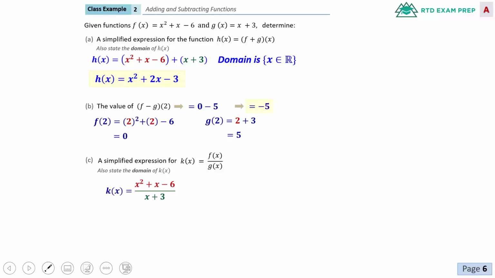Part C requests a simplified expression for k of x. Now, unlike last time where we had our quadratic on the bottom, here it's on the top. So when we factor this, our x plus 3's will cancel, and our remaining factor is the numerator, x minus 2. So k of x is equal to x minus 2, but again, anytime we're canceling factors that have an x involved, we must state that non-permissible value. So this would effectively be a line with a point of discontinuity. We'll talk more about the domain on the next slide, but it is simply that x cannot be negative 3.